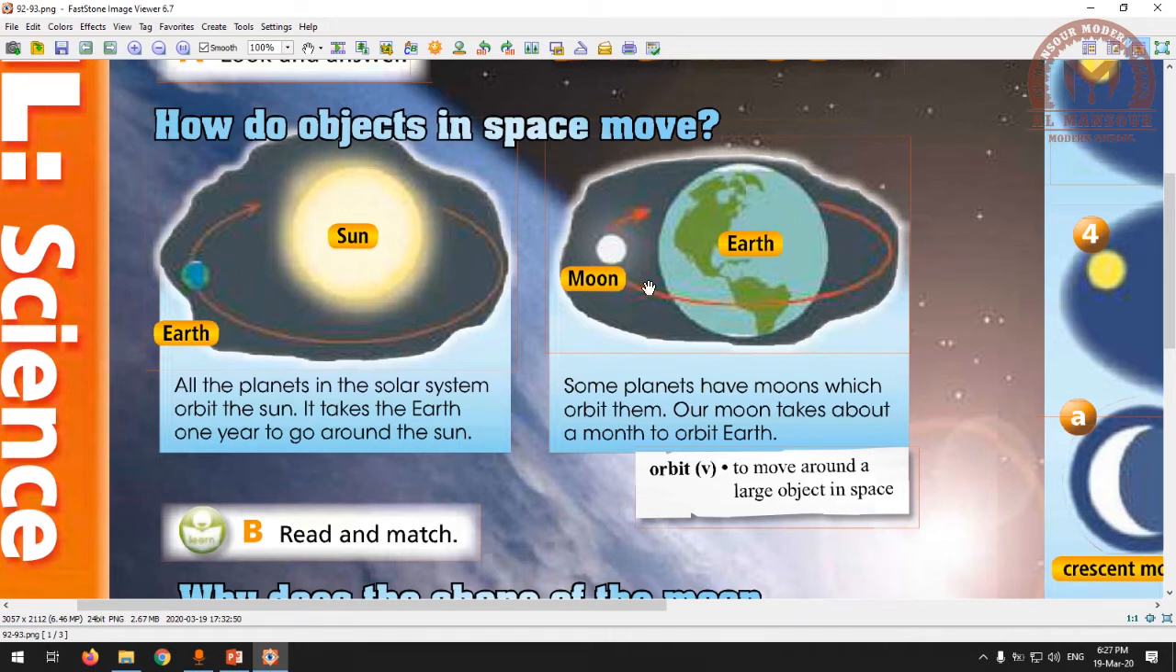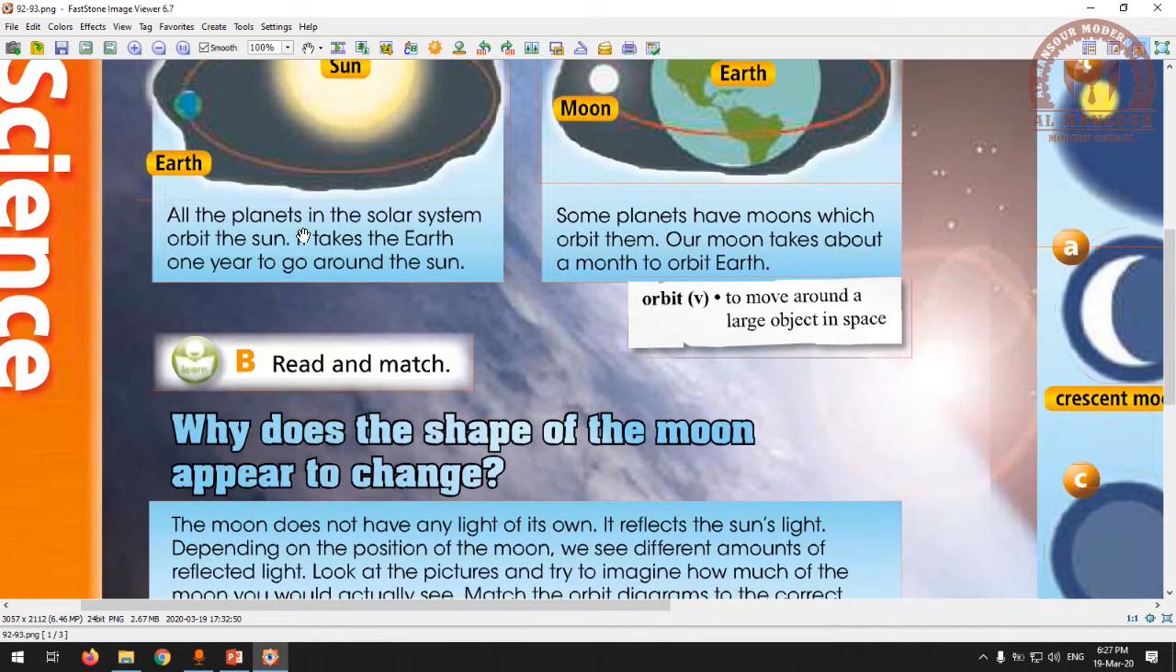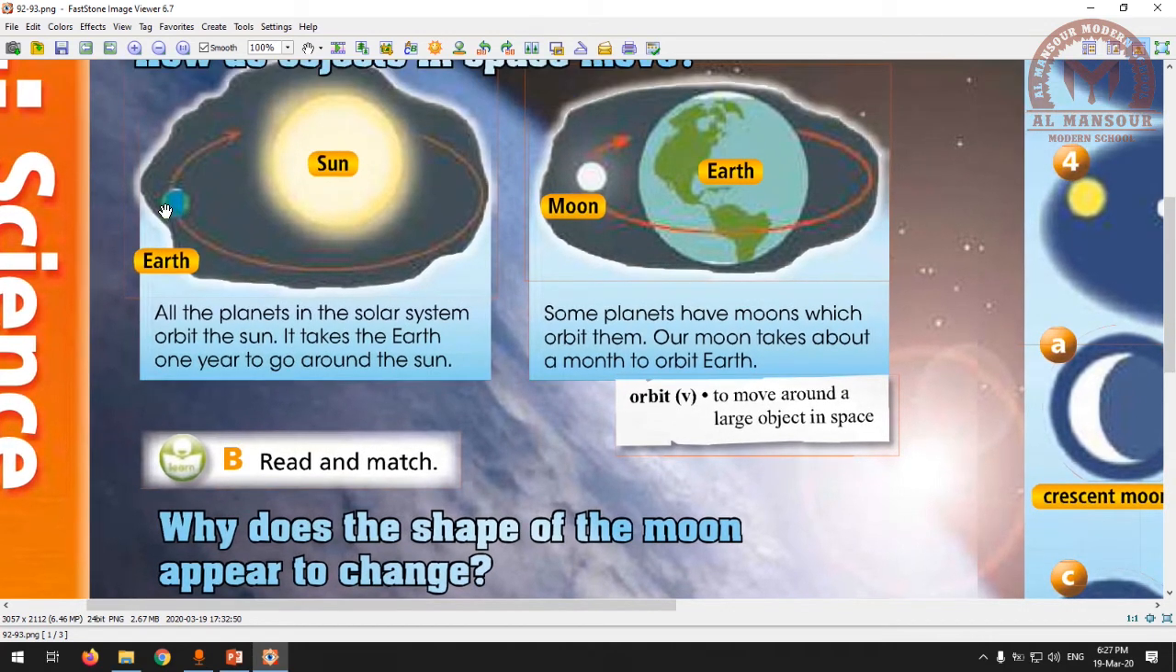But also the moon can't escape the gravity of Earth, so it keeps orbiting around the Earth. Okay, let's read this. All the planets in the solar system orbit the sun. It takes the Earth 1 year to go around the sun. So when the Earth orbits around the sun one circle, this is 1 year. When the moon orbits around the Earth one circle, this is 1 month. Also, when the Earth rotates around itself one circle, this is 1 day.